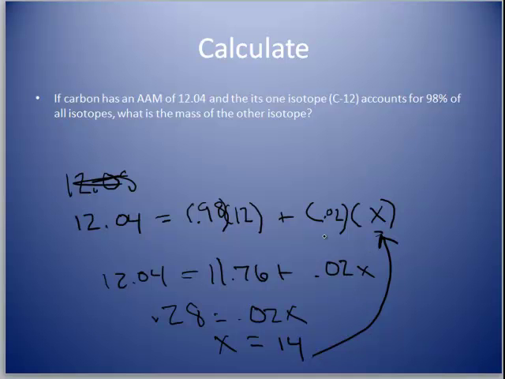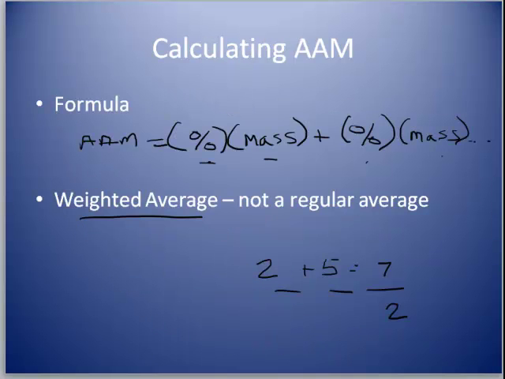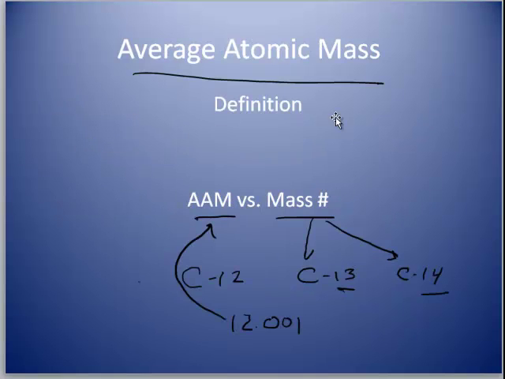Okay, so just as a reminder, as a quick review, when we're finding average atomic mass, that is the number that appears on the periodic table, and it would be the average of the isotopes of that element. The mass number is going to be the mass of an individual isotope.